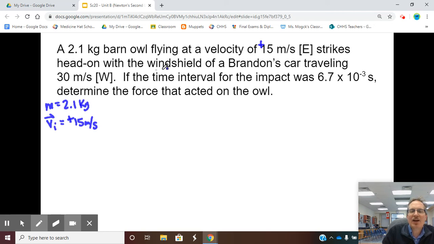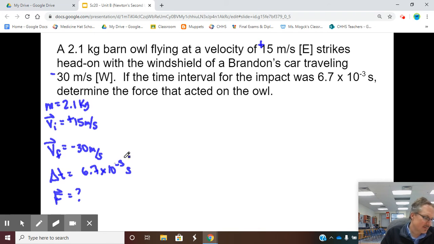And it strikes head on the windshield of Brandon's car, traveling at 30 meters per second. So Brandon's car is traveling at 30 meters per second, and because it's traveling west, I made it negative. If the time interval of this collision was 6.7 times 10 to the negative 3 seconds, I would like to know what the force is.